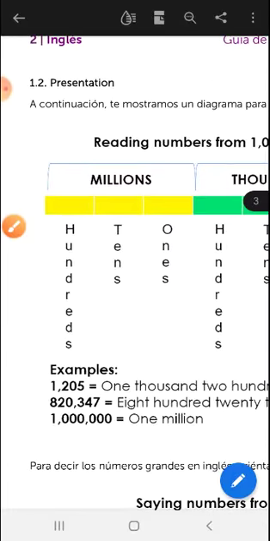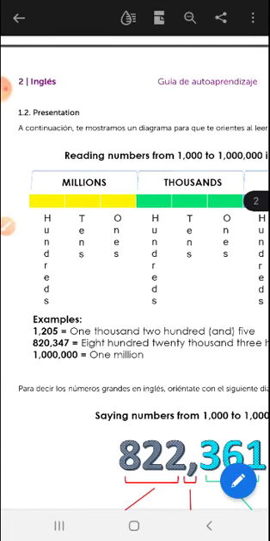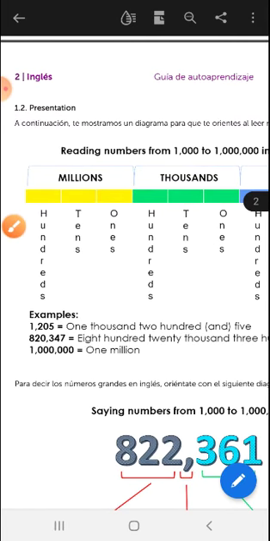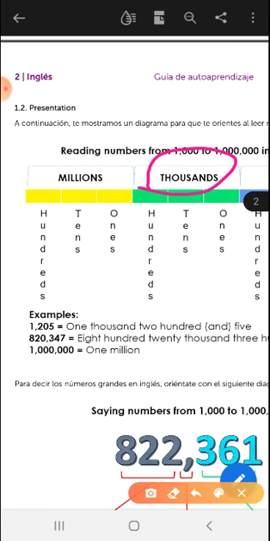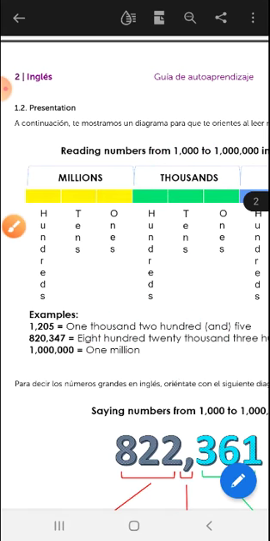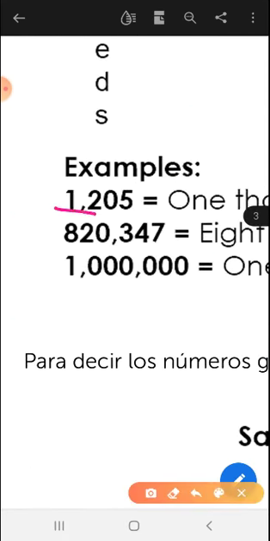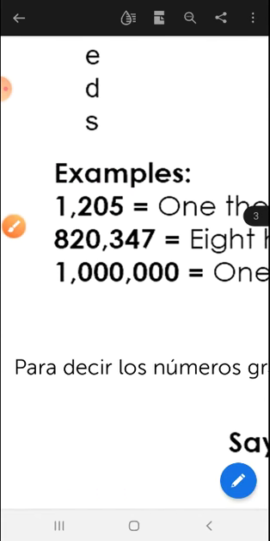According to the chart, de acuerdo a este cuadro, if you want to say 1205 in English, you start with the thousand. Empiezas con los thousands, con los miles. Then with the hundreds, luego con los cientos, okay? After with the tens, con las decenas, and ones, las unidades, okay? Empezando con los mil. 1000, luego con los cientos, 200, okay? Luego con las decenas, but there are no tens here, no hay decenas, solo unidades, 5. So 1000, los miles, 200, los cientos, 5, las unidades.